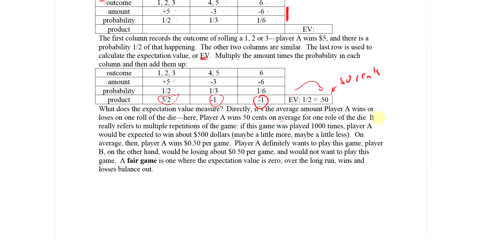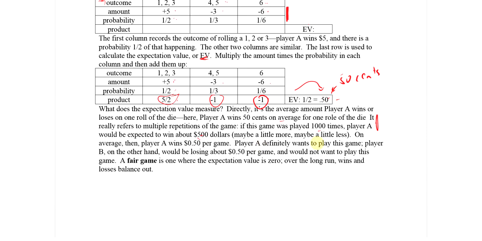Well, think of multiple repetitions of the game. If they played this game 1,000 times, then player A would be expected to win a total of about $500, 50 cents each time. More or less, maybe a little more, maybe a little less. They never win exactly 50 cents on any roll of the die. But by playing 1,000 times, the $5 that you win, the $3 that you lose, and the $6 that you lose balance out so that over 1,000 times, you'd probably win $500. So on average, you'd win 50 cents a game. The expected value is how much you would win on average in one game. Think of it as if you played it a lot, this is what you'd win on average.